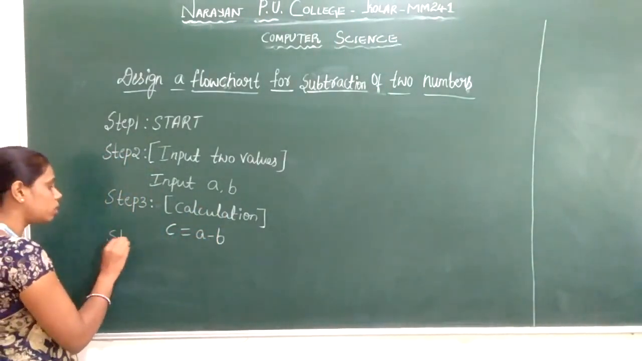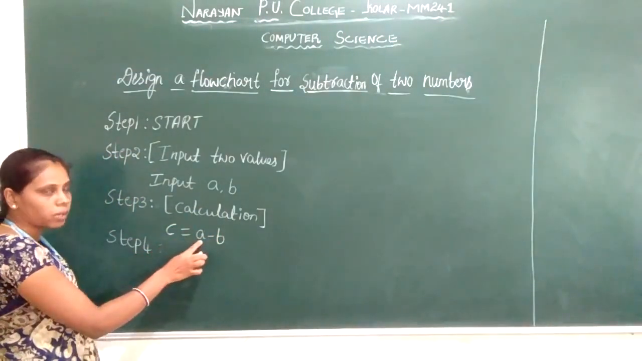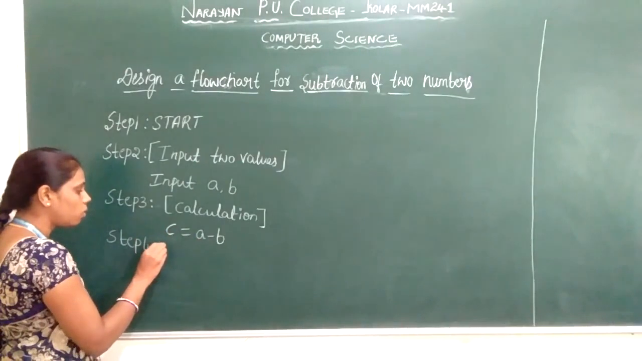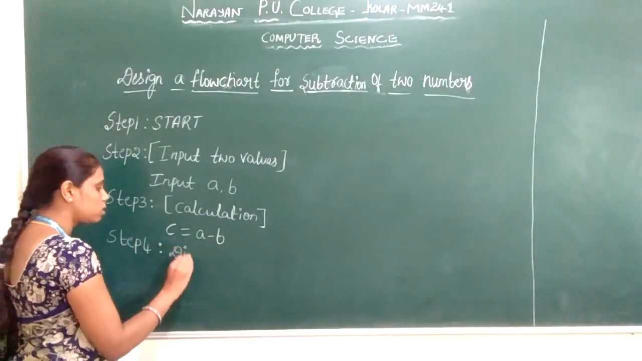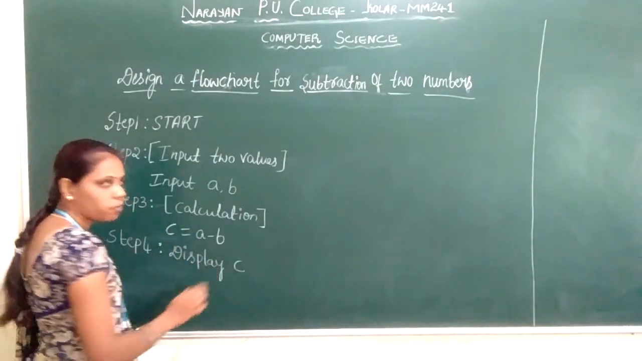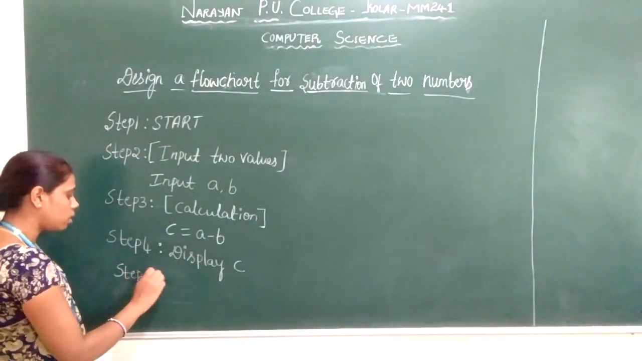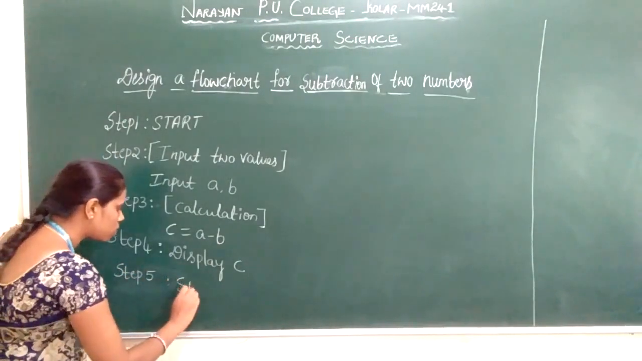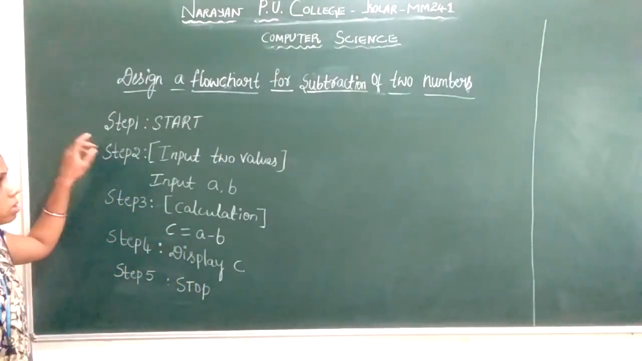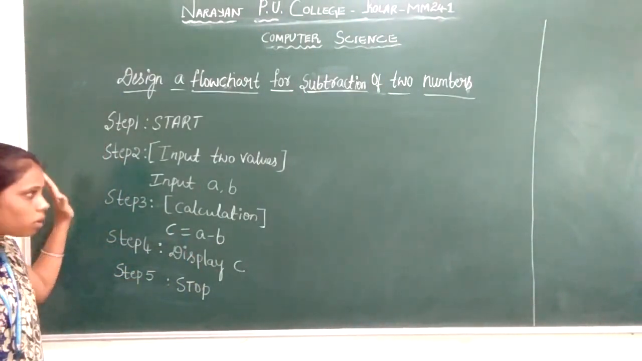After performing this subtraction operation, the subtraction value will be stored in C. So now we need to display C. The last step is step 5, that is stop. So these are the steps involved in subtraction of two numbers. This is an algorithm for subtraction of two numbers.